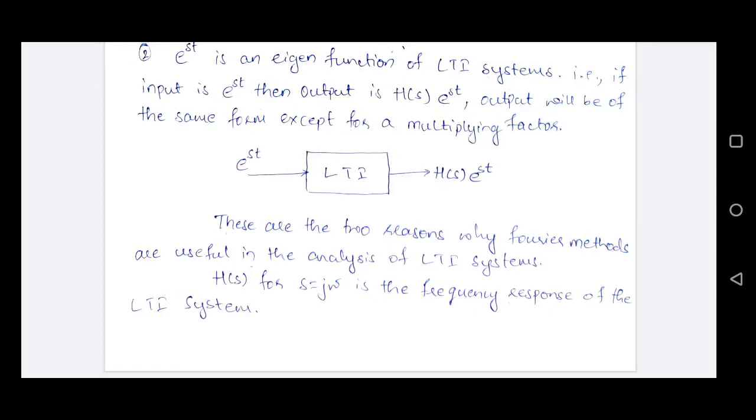Now H of s for s equal to j omega is called the frequency response of the linear time invariant system. Frequency response is nothing but frequency domain representation of the impulse response. Impulse response is the time domain representation. If you take Laplace transform of that impulse response, then it will be the frequency response represented by H of s, if s is equal to j omega.